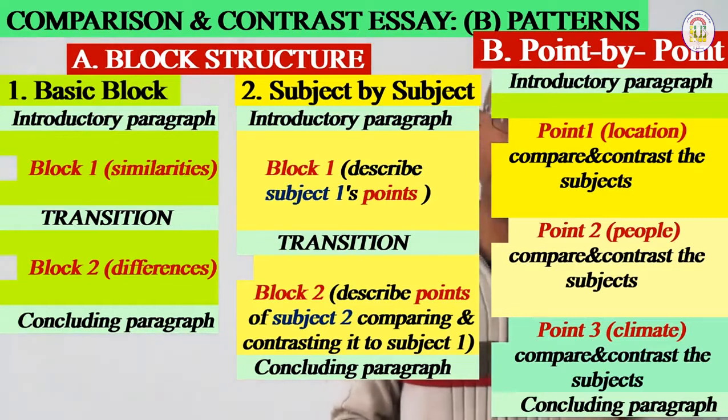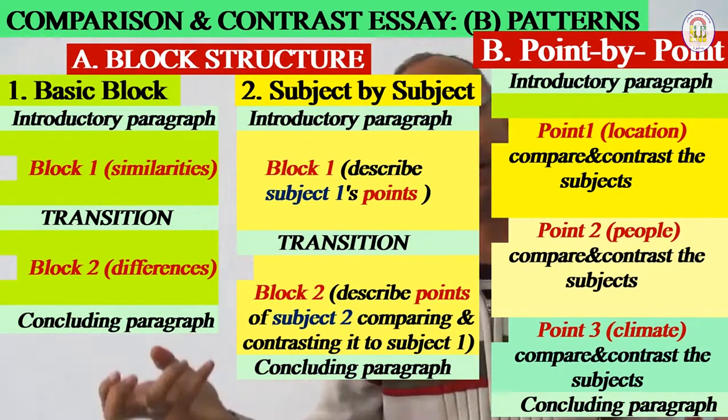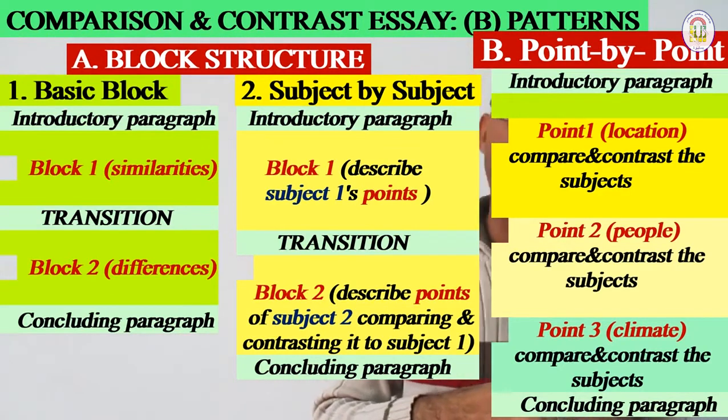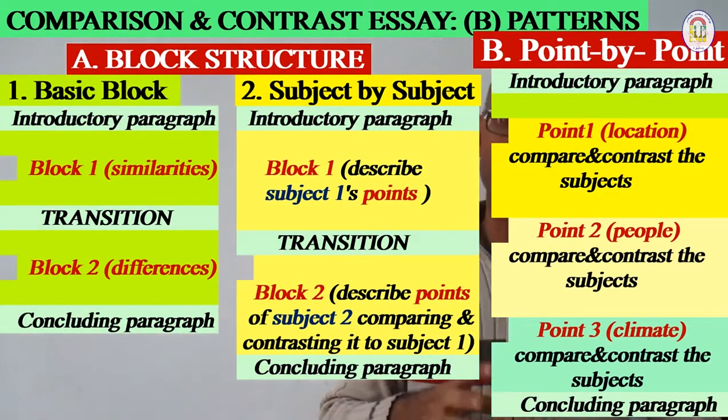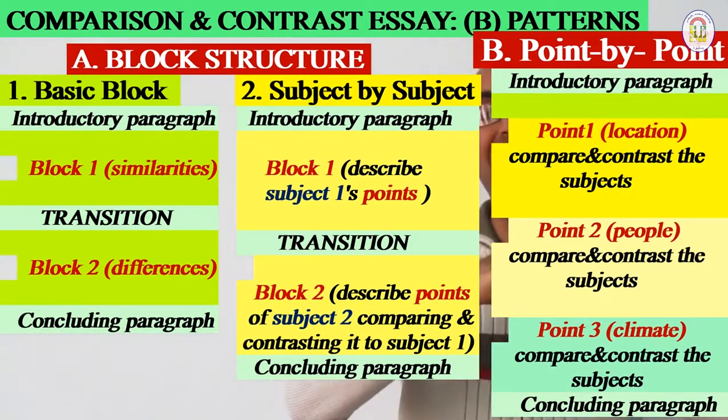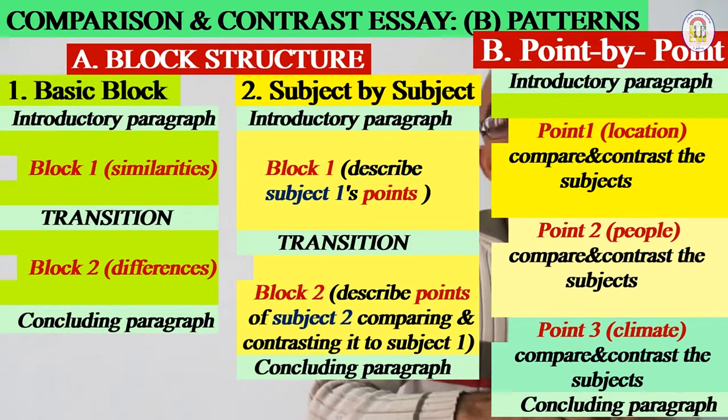Clear, we have block style or structure, and we have point by point style or structure. Now within block style we have a basic block style number 1, as we said before, one block only for similarities, block number 1, the second for differences, or vice versa. And the second block style is also called subject by subject style.